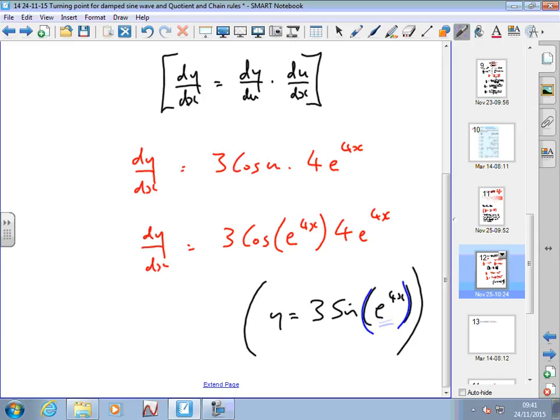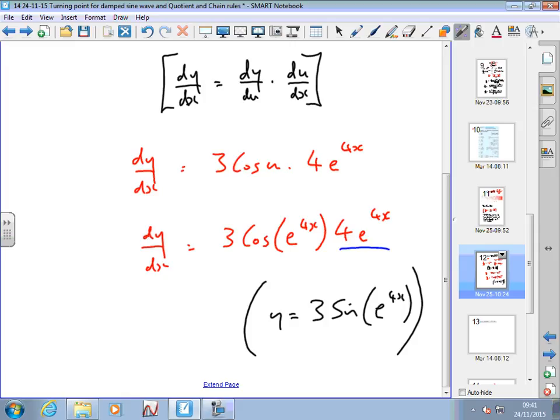What's the differential of 3 sine? It's like thinking of the bracket as x. What's the differential of 3 sine x? 3 cos x. So that's 3 cos of the bracket, e to the 4x. And then I multiply that by the differential of the bit I've ignored, which is e to the 4x. So what's the differential of e to the 4x? 4e to the 4x. So just multiply by that.